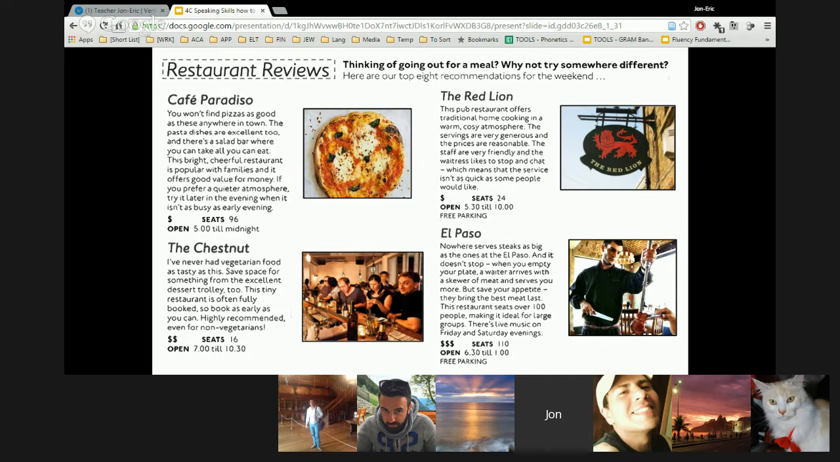I think we are back to Mr. Rob for the chestnut. The chestnut. I've never had vegetarian food as tasty, and this saves space for something from the excellent dessert trolley.